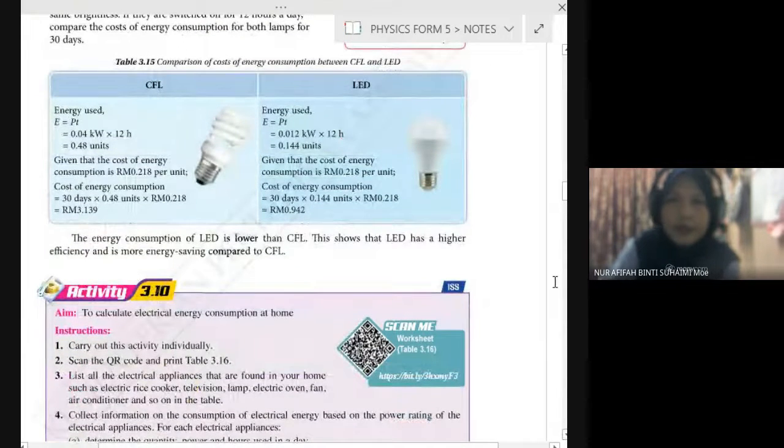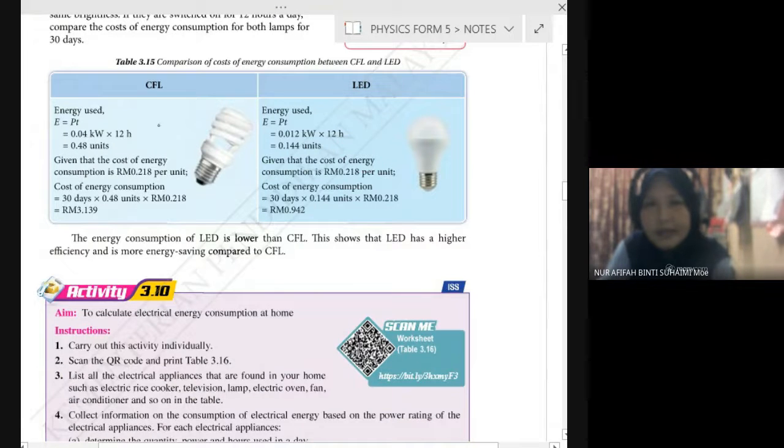So here too, they use the equation for energy to compare. CFL has a power of 0.04, LED 0.012. So LED uses less power, less energy consumption compared to CFL, compact fluorescent lamp. So that means LED has a higher efficiency and is more energy saving compared to CFL.